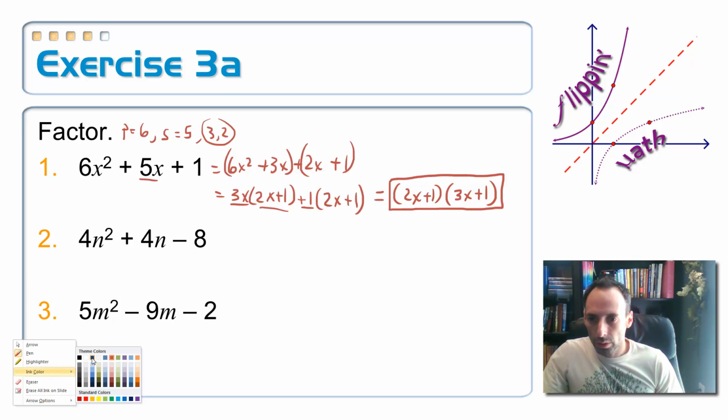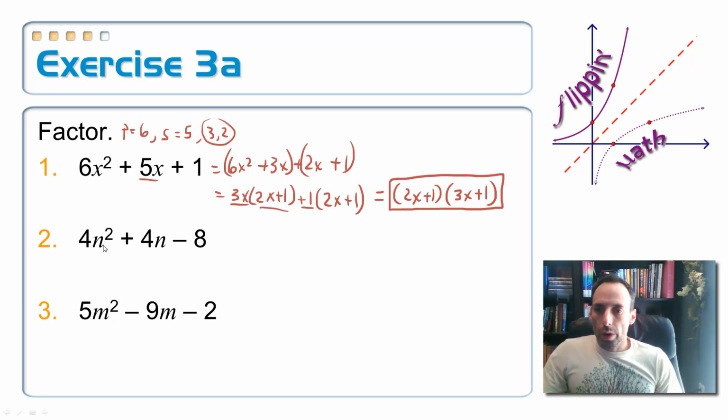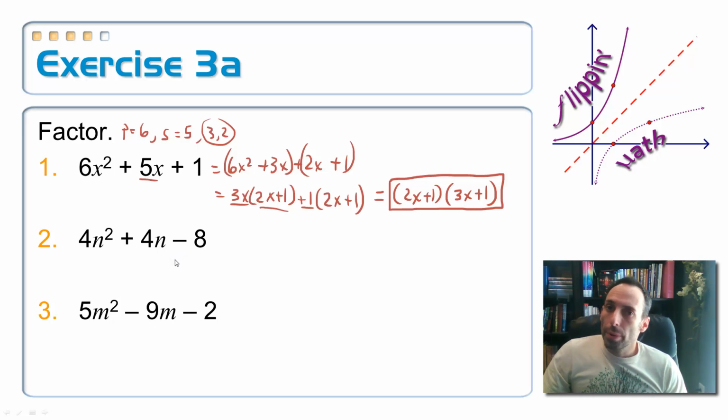Number 2: 4n squared plus 4n minus 8. Now I might go, hey, well 4n squared, that's a perfect square. Well, if this is a perfect square trinomial, then 8 has to be a perfect square too, but it's not. So let's use the AC method.